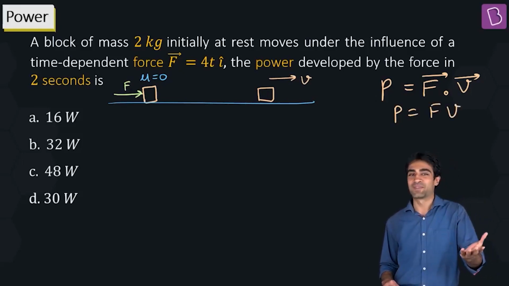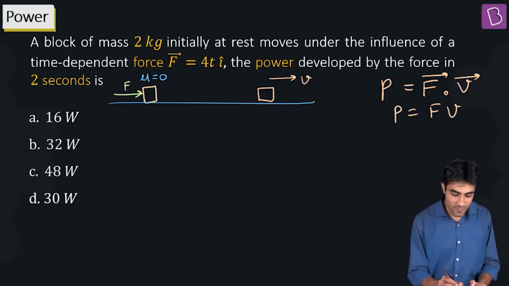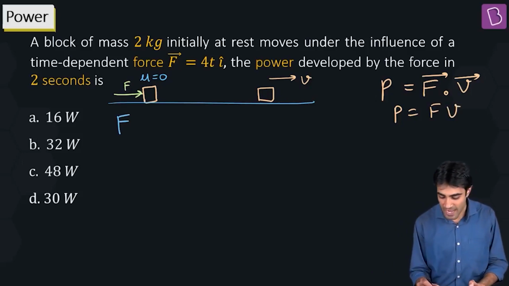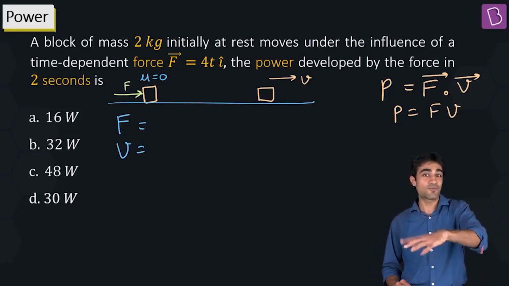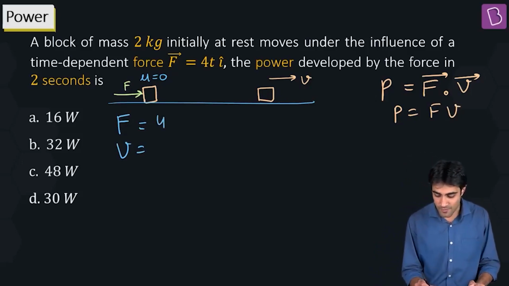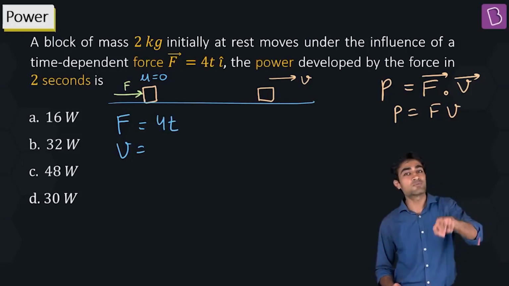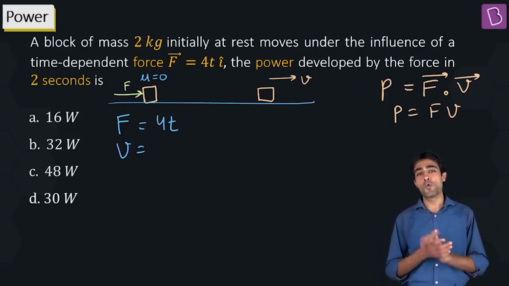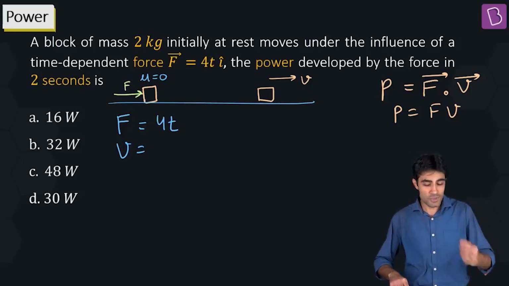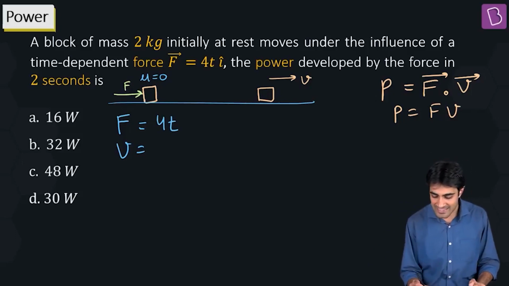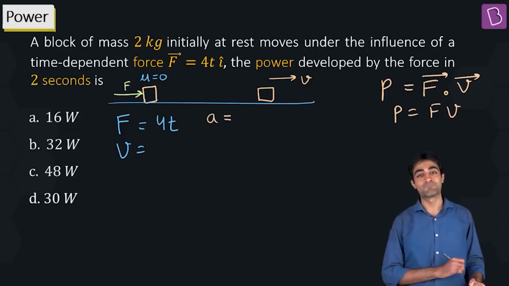So simple. But we need what is this force as a function of time? What is this velocity as a function of time? Force as a function of time is given. It is given to be 4t. But we don't know what is velocity as a function of time. Oh, we can find that out. We can actually find out what is acceleration as a function of time.